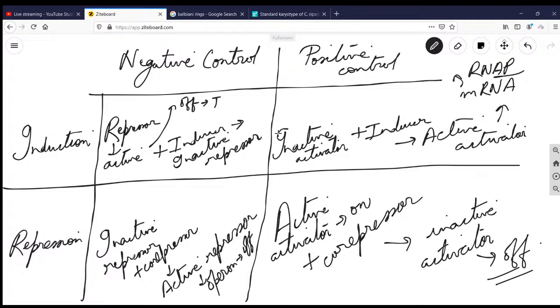So there are these four levels of control of any operon. The lac operon falls here. Other operons are not in your course. I can only give the example of the lac operon, which falls under negative inducible control.